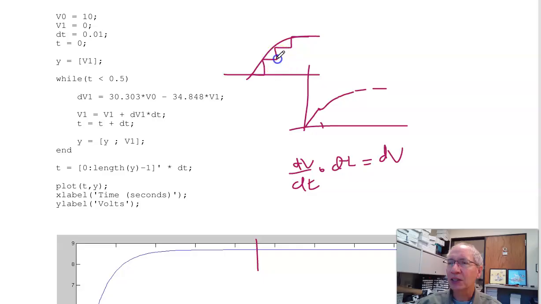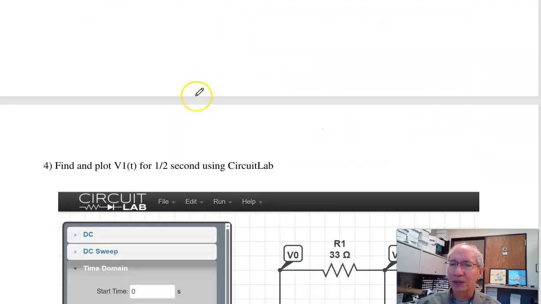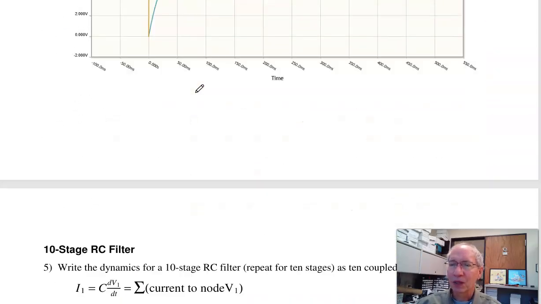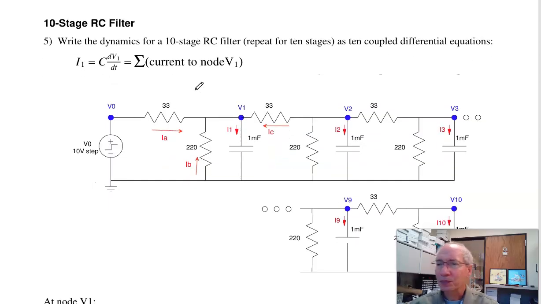Width times height is the area under the curve. A little bit wrong, but simple. There's better forms, but more complicated. So anyway, that's a one-stage filter.